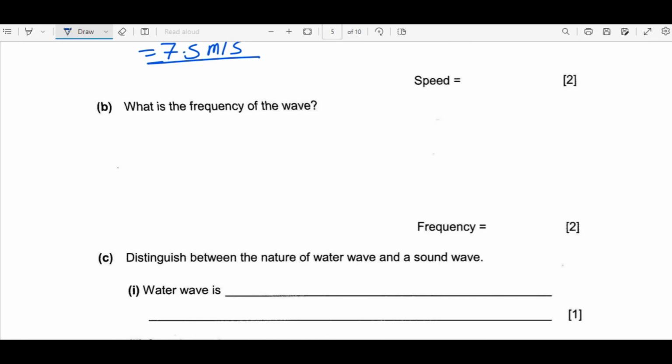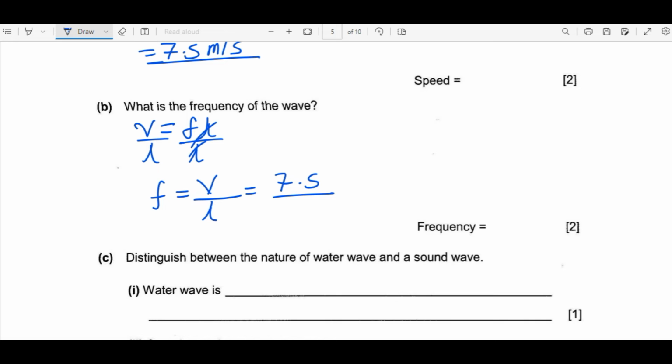What is the frequency of the wave? We know that speed is equal to frequency times lambda, so we divide by lambda to make frequency the subject of the formula. We just want to know the number of waves produced in one second. So the frequency is the speed, 7.5, over lambda. Lambda, we said, is 3, just the distance for one complete wave. So 7.5 divided by 3, I'm getting 2.5 hertz.